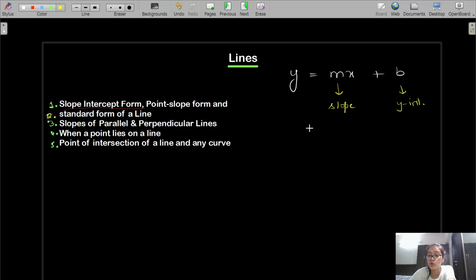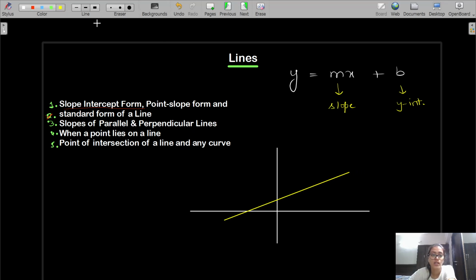And now what is the slope? Slope is the inclination of the line with the positive x-axis, and y-intercept is that point at which the line is intersecting the y-axis. So for instance, if this is your x and y axis and your line is like this, your slope is going to be, what is this inclination? Now, in order to find out the slope, we have a very nice formula.